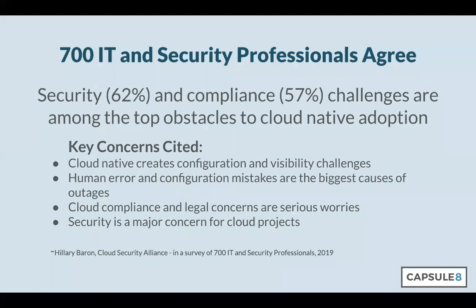So what happens? The Cloud Security Alliance did a survey just this year, and 700 IT and security professionals agree security and compliance continue to be the primary obstacles to cloud native adoption. There's a lot of positive in going cloud native, but it creates challenges in terms of configuration and visibility. There are legal concerns. We certainly see the headlines daily, and human error continues to be the biggest cause of outages. The subject matter expertise just isn't there.